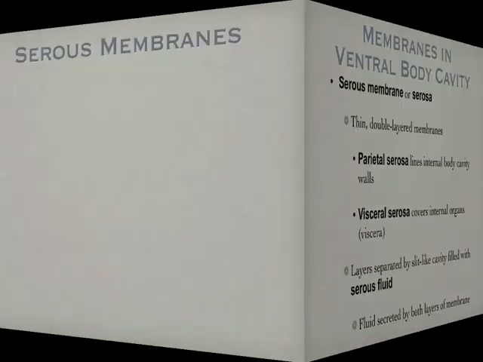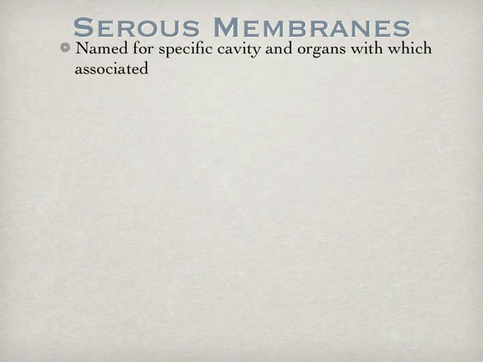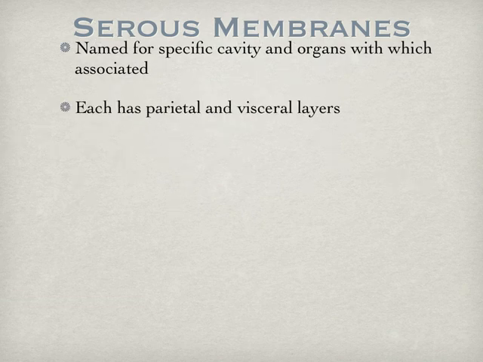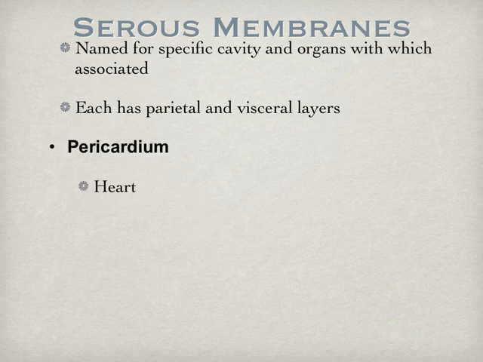So let's have a quick discussion of serous membranes. They're actually named for the organs that they're associated with. Each has got a parietal layer, which is going to be attached to the body wall, and a visceral layer attached to the organ itself.